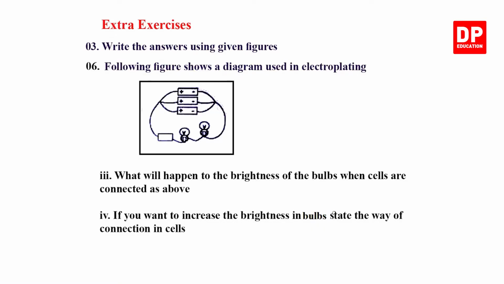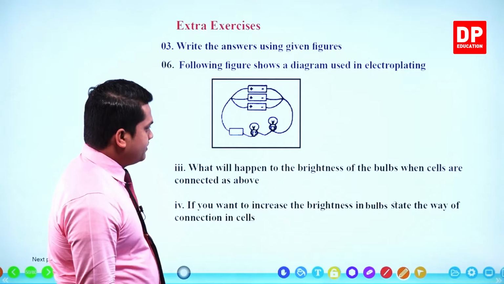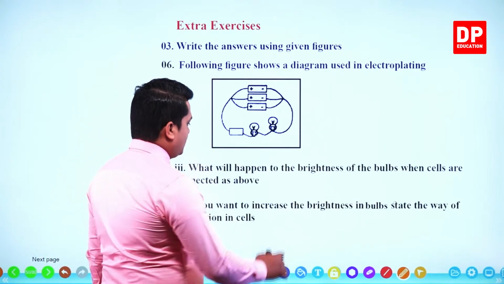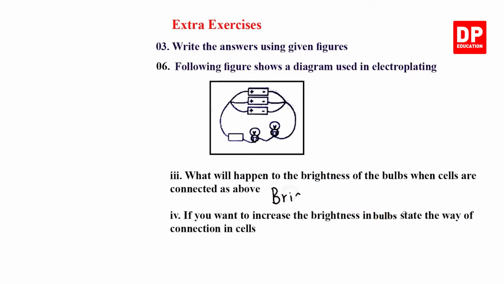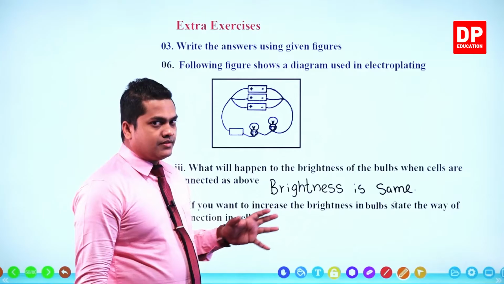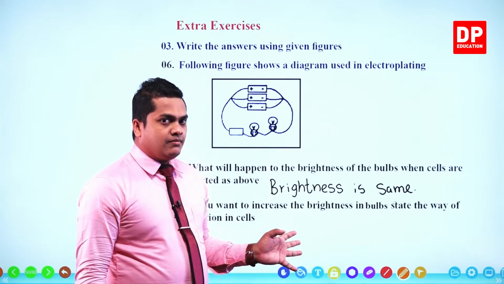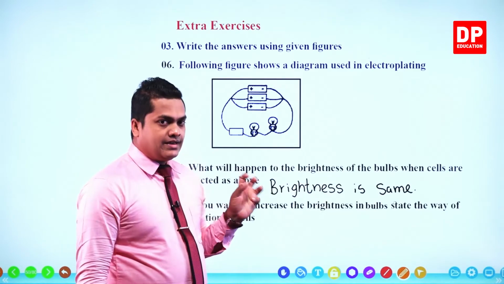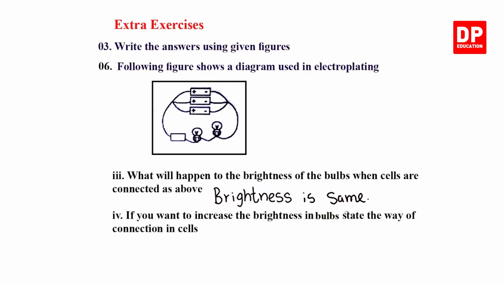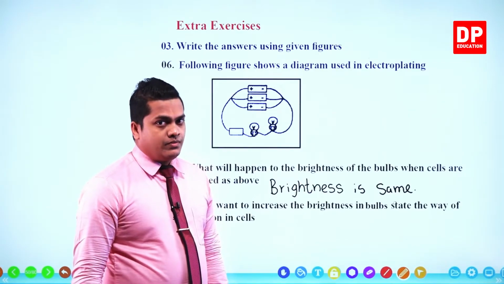The next question is: what will happen to the brightness of the bulbs when cells are connected as above? Brightness. In both the bulbs, the brightness would be the same as it is parallel connected. Right, brightness is the same. However, there is a defect. I told you there is a defect, but he's been trying to connect it as a series connection. The two bulbs and the dry cells are connected in a parallel manner, so therefore the brightness of the bulbs would be the same.